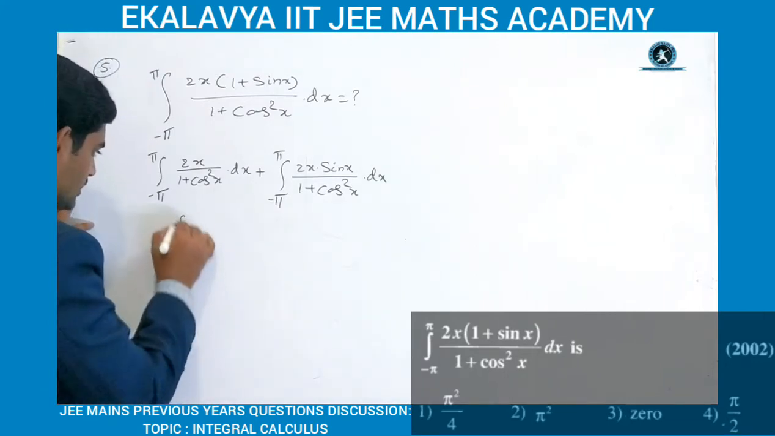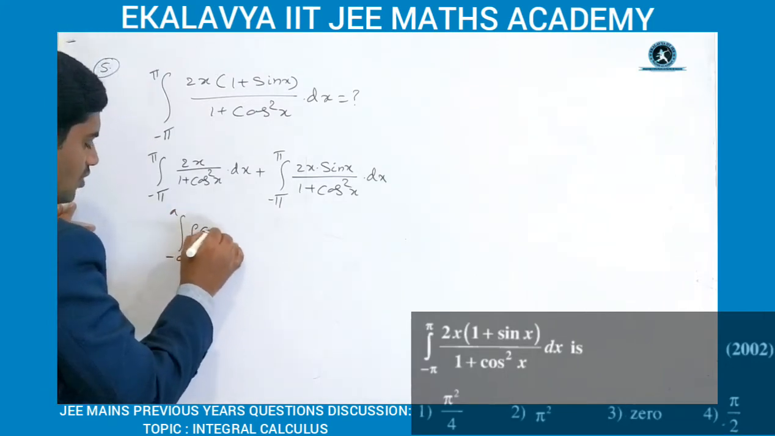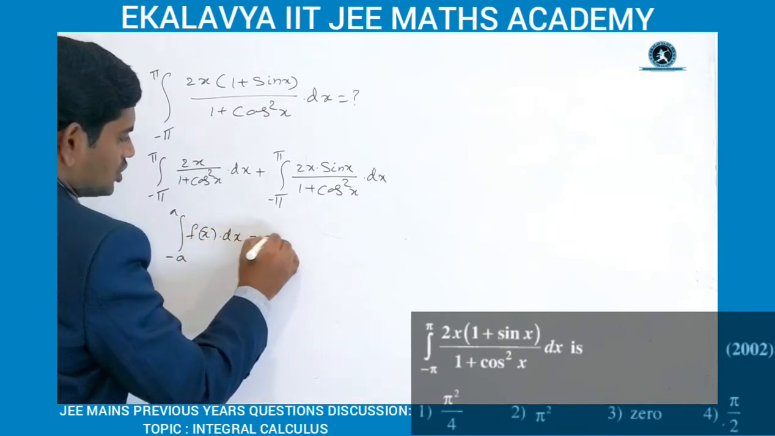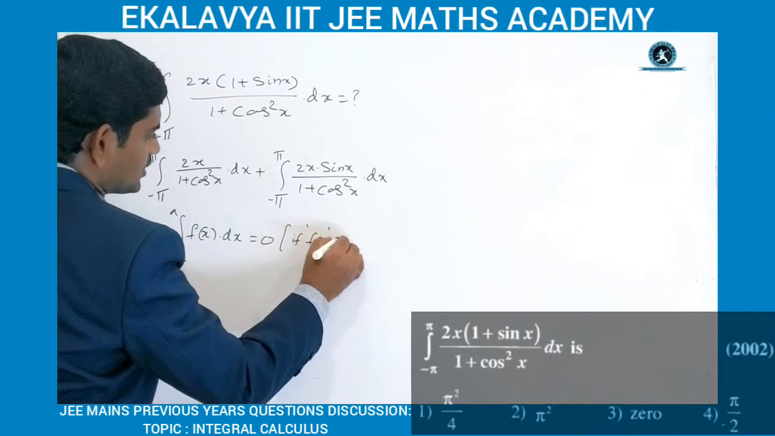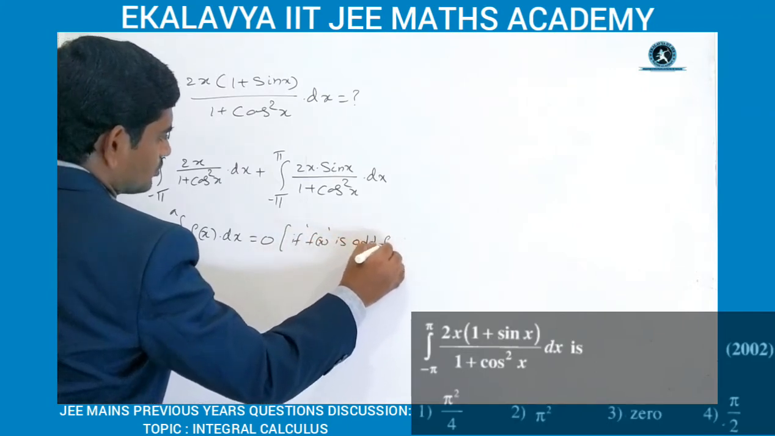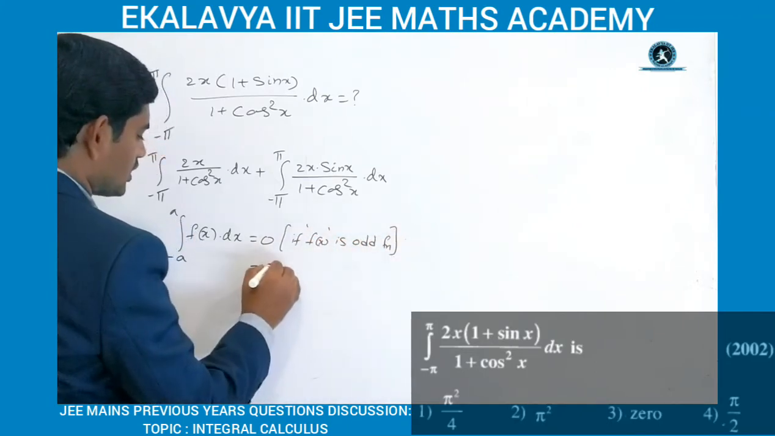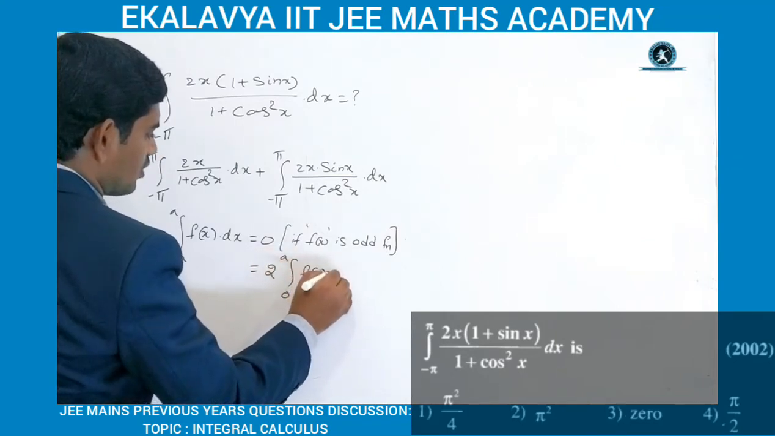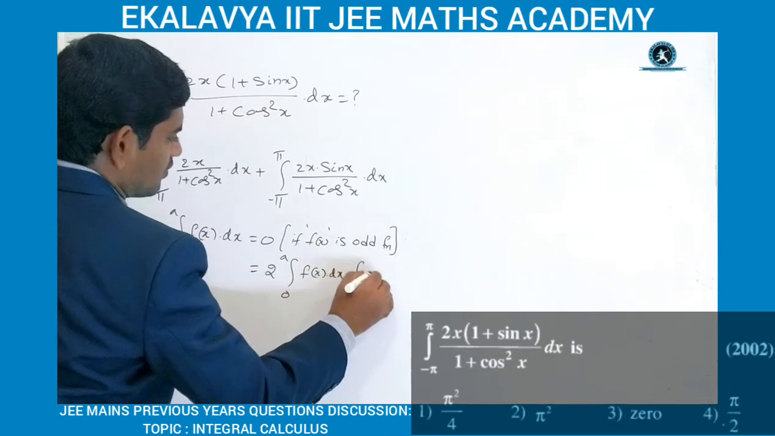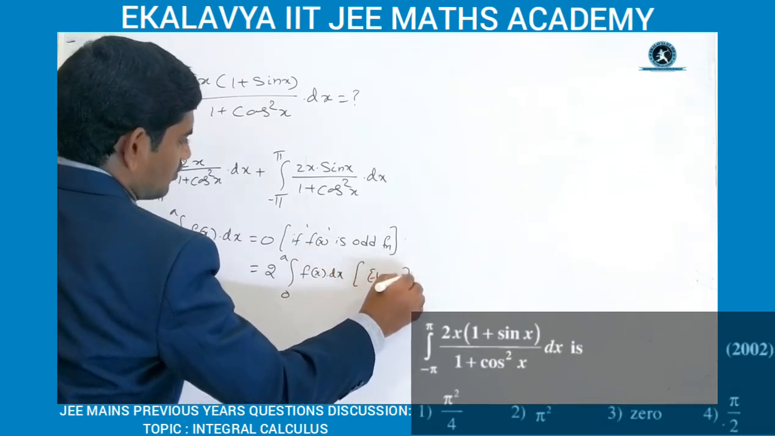Integration of minus a to a of f of x dx is equal to 0 if f of x is an odd function, and is equal to 2 times integration of 0 to a of f of x dx if f of x is an even function.